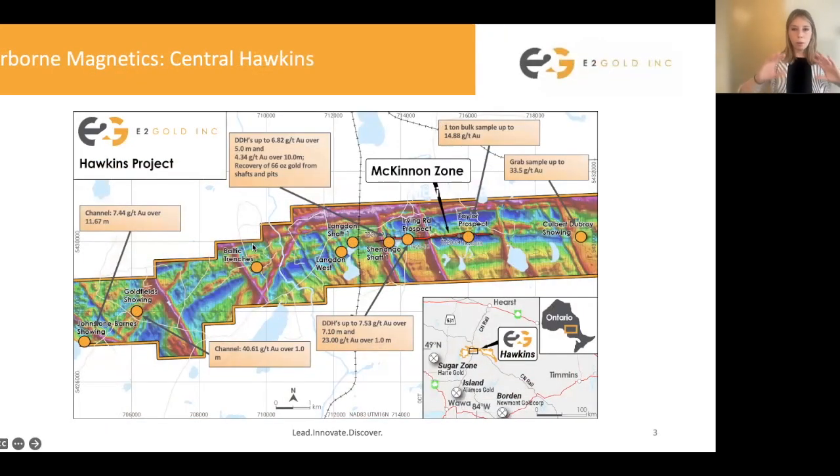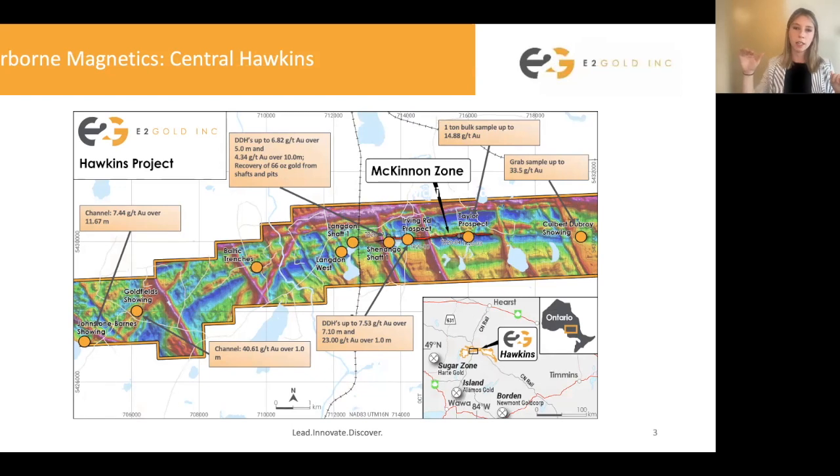So what we're looking at here is a map that anyone who's been following the story is very familiar with. We're looking at the central 15 kilometers of the property here. This is a bird's eye view down on top of the earth. We can see the Mckinnon Zone, 3.5 kilometers long, in red right here. And this is sitting on top of another type of geophysics survey that we've been using, which is airborne magnetics.